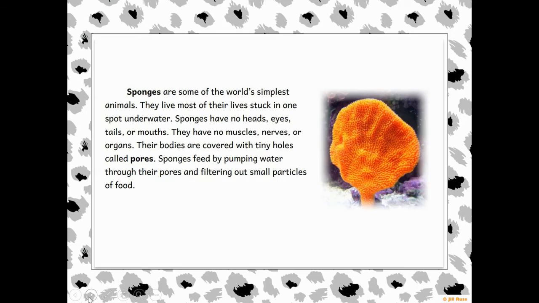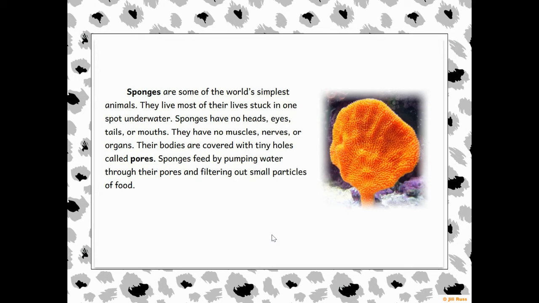Sponges are some of the world's simplest animals. They live most of their lives stuck in one spot underwater. Sponges have no heads, eyes, tails, or mouth. They have no muscles, no nerves, or even organs. Their bodies are covered with tiny holes. You can even see these tiny little holes here called pores.